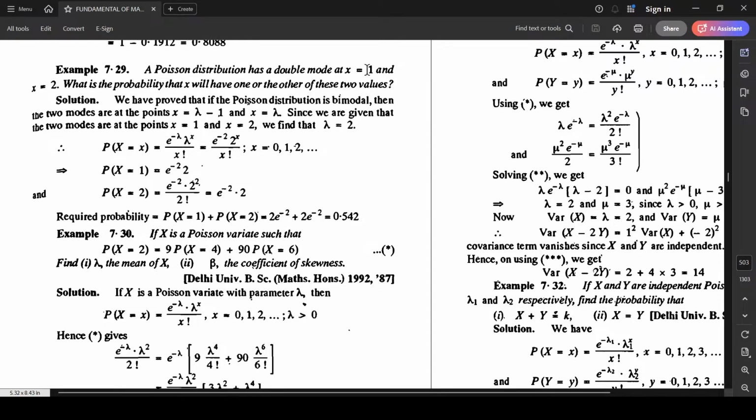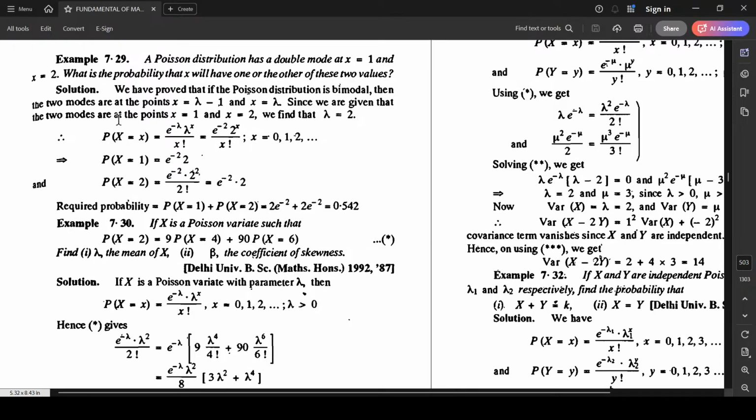Okay, lambda came out to be 2, because this is the first result and the second result. So x equals x, e to the power of minus lambda, e to the power of minus 2, 2 to the power of x over x factorial. x can only be 1 and 2, so e to the power of minus 2, 2 to the power of 1 over 1, so twice of e to the power of minus 2, and here it becomes 4. But these are the same, so it will become this plus this, twice this, four times this. Okay.